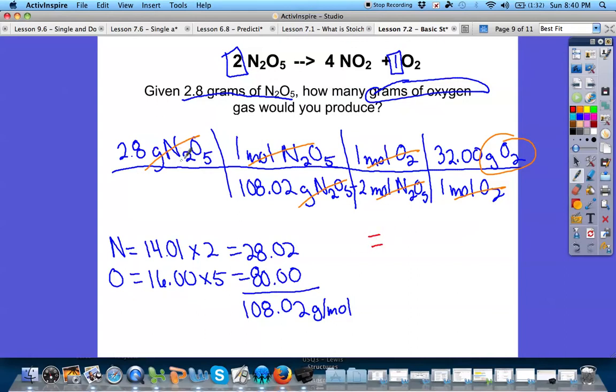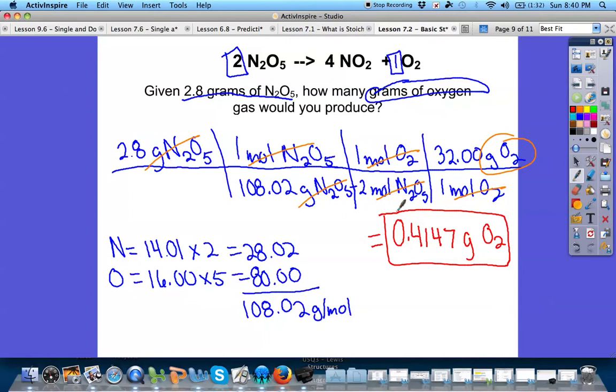So we're going to take 2.8 times 1 times 1 times 32, and divide it by 108.02 times 2, and you should get 0.4147 grams of O2. Okay.